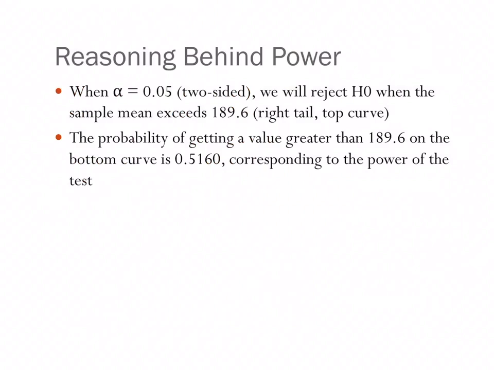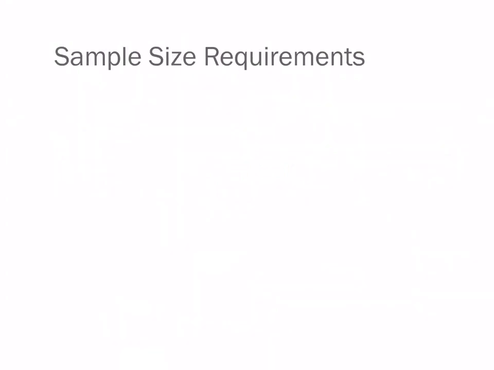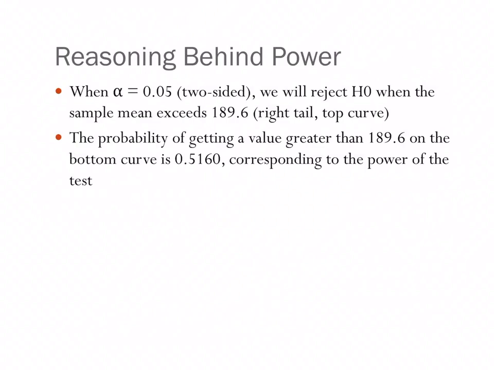The reasoning behind power is that with alpha 0.05 two-sided, we will reject the null when the sample mean exceeds 189.6, which is the right tail of the top curve, and the probability of getting a value greater than 1.96 on the bottom curve is 0.5160, corresponding to the power of the test. And so that is the power formula and the reasons why.